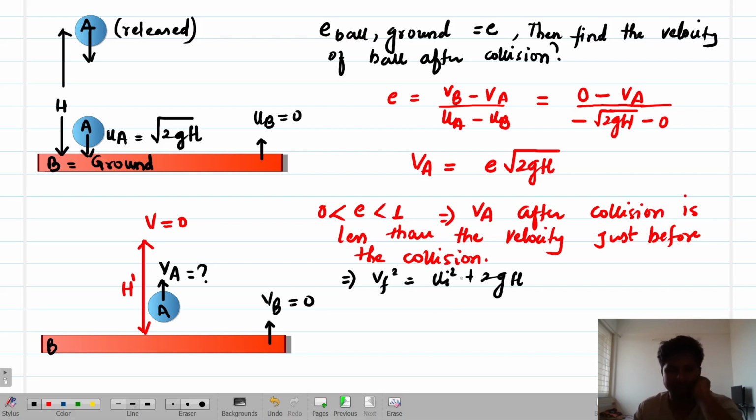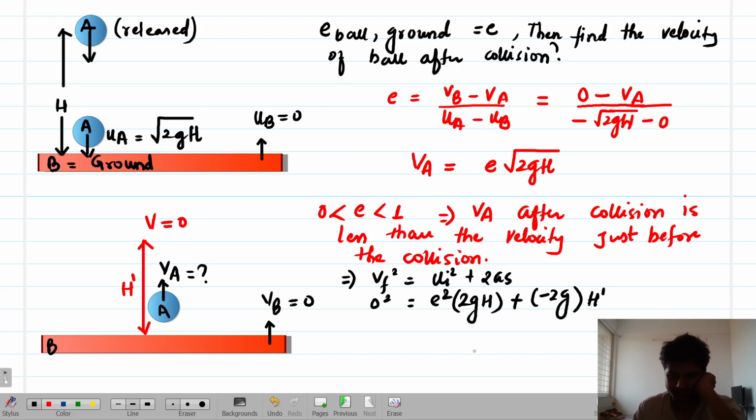यही है ना फॉर्मूला? 2gs, 2as ऐसा लिखो. फाइनल वेलोसिटी तो जीरो हो जा रही है, तो जीरो स्क्वायर, इनिशियल वेलोसिटी कितनी है? It is e into root 2gh. So e square into 2gh. Are you able to get me or not? Plus, acceleration नीचे है तो minus 2g into height, which is h dash. Are you able to get me or not?